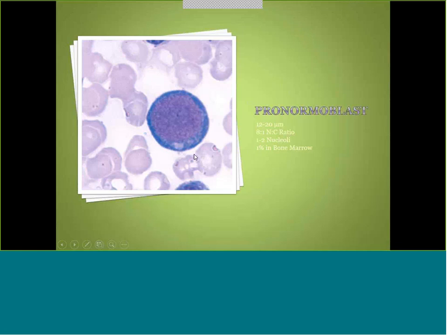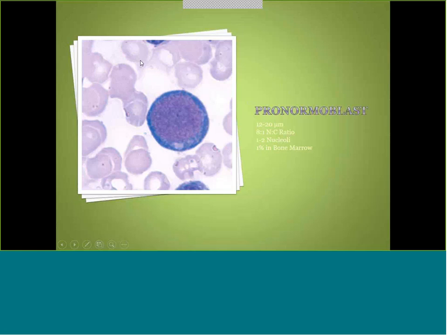It has 1 to 2 nucleoli. Now, in this picture, I can't really see the nucleoli very well, but they are there. If I had a microscope, I could probably focus it up and down. You'll notice that the cytoplasm is still that very dark blue color. So everything's very darkly stained, very large. Even if you don't have a ruler to measure it, you can tell it's a large cell when you compare it to the things around it.